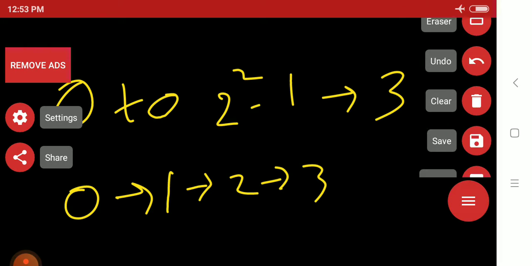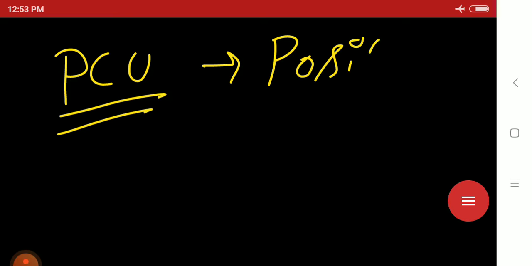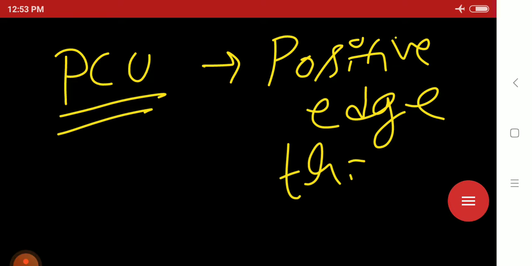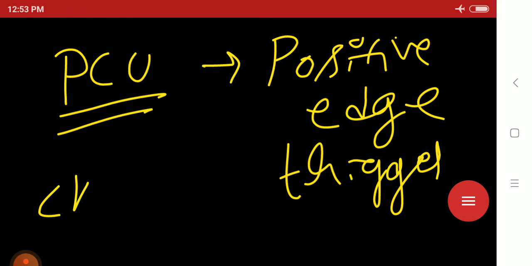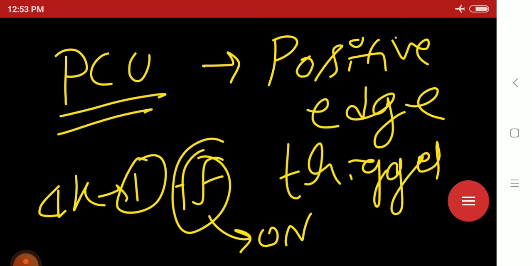Another thing we have studied is one rule, PCU, that means P for positive edge triggering. Positive edge triggering means what? If clock pulse is given 1, then the flip-flop will be on. And if clock is given 0, then the flip-flop will be off. That is positive edge triggering.